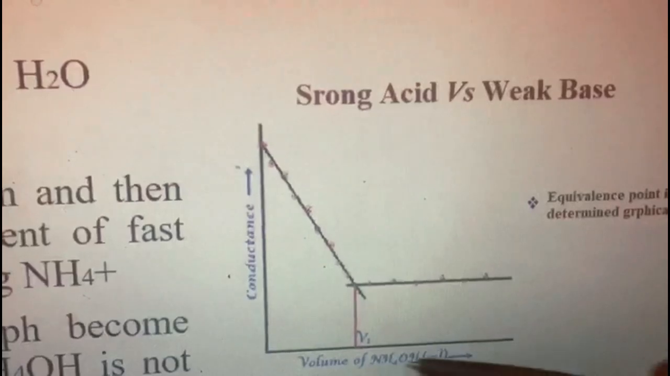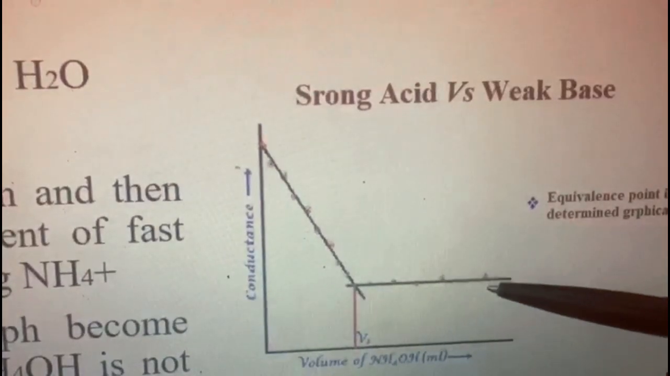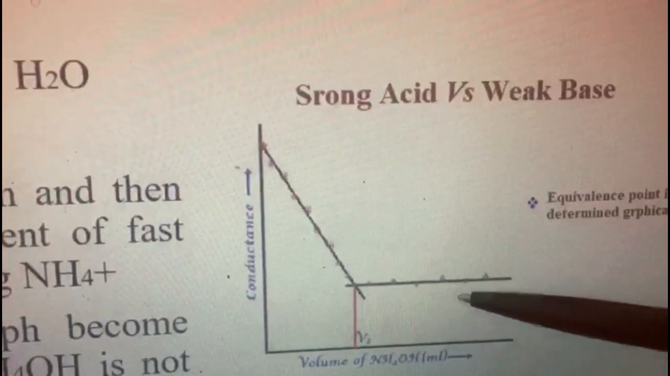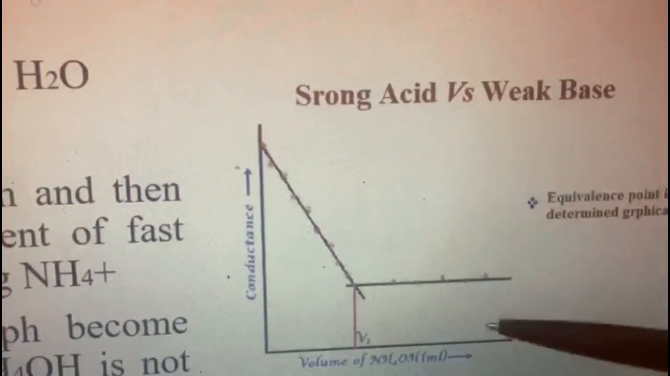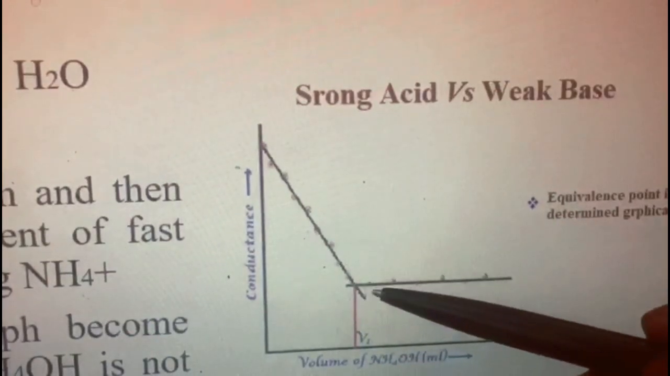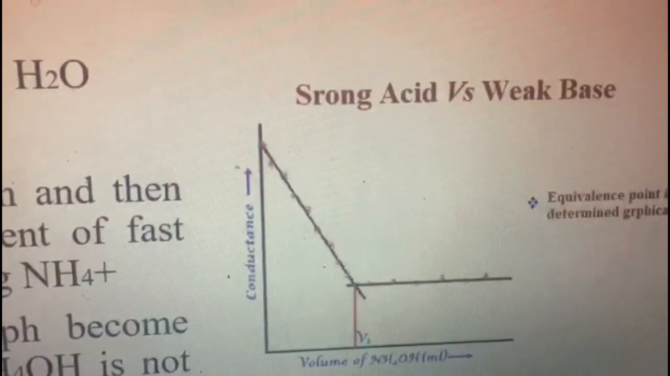Further addition of NH4OH will not increase the conductance. Here we can see a horizontal graph or horizontal line. This is because NH4OH is not appreciably ionized in presence of ammonium chloride. That is why the conductance does not increase and it will be horizontal in the graph.